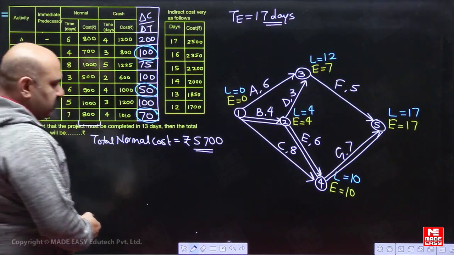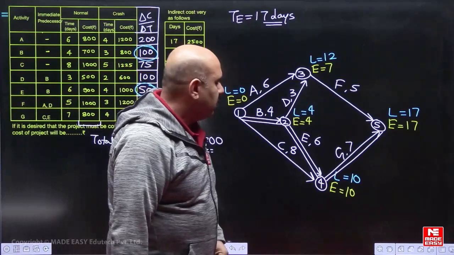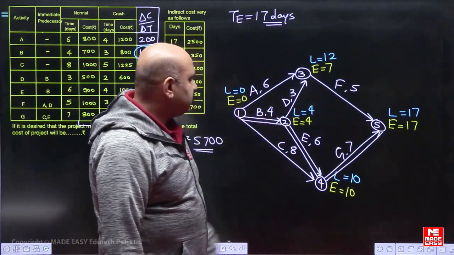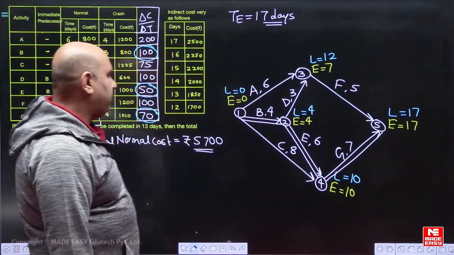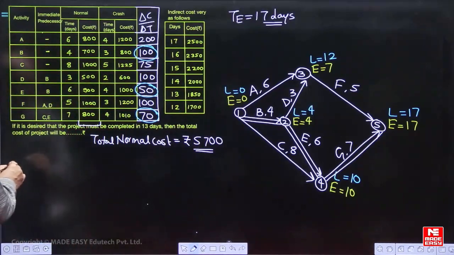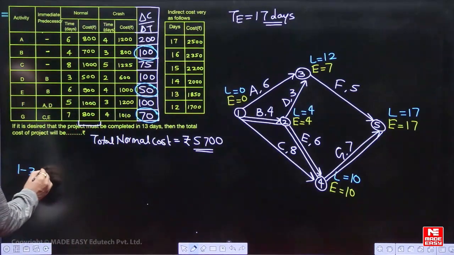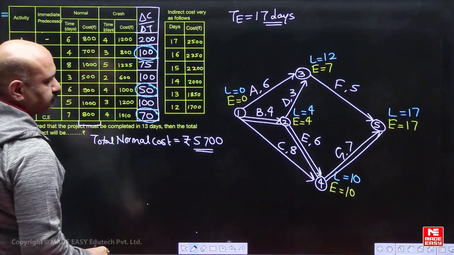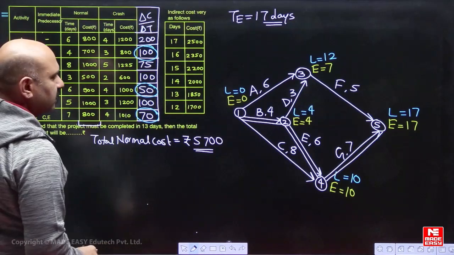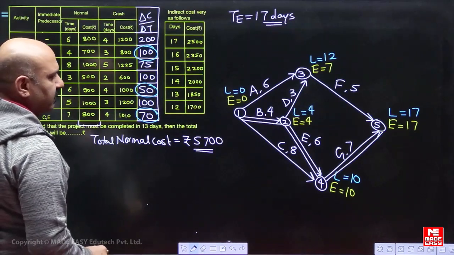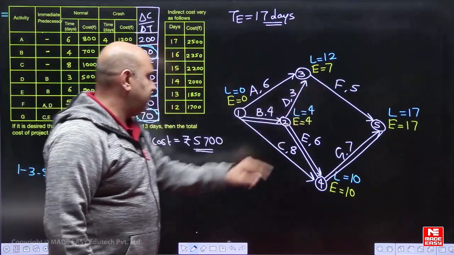Now see, first of all, we should understand the concept of crashing. You can check how many paths there are from the first event to the last event. There are 4 paths. One is 1, 3, 5. The time on this path is 6 plus 5, 11 days.